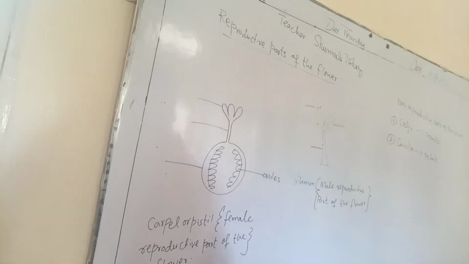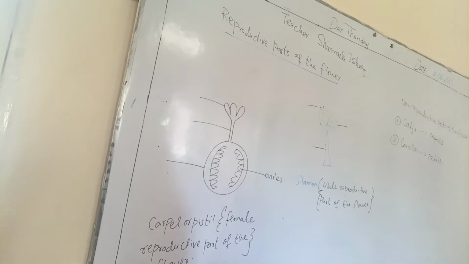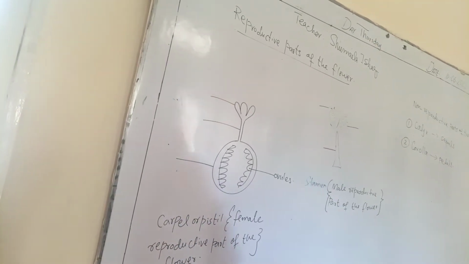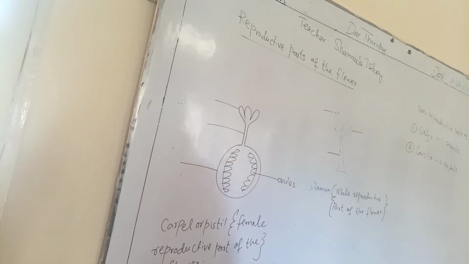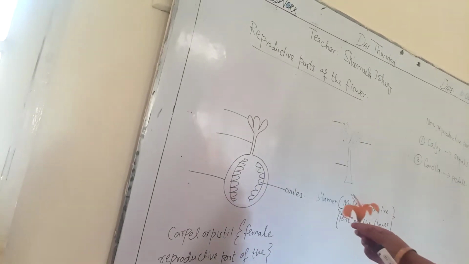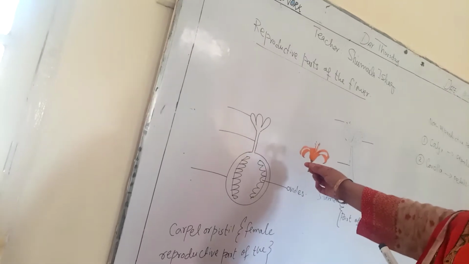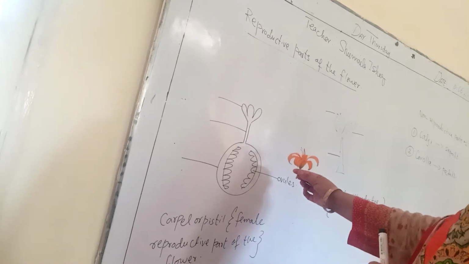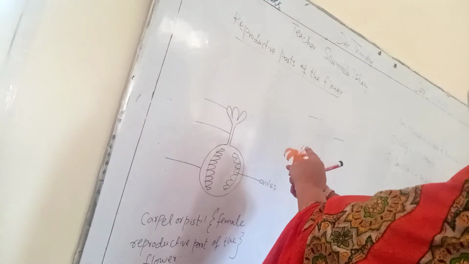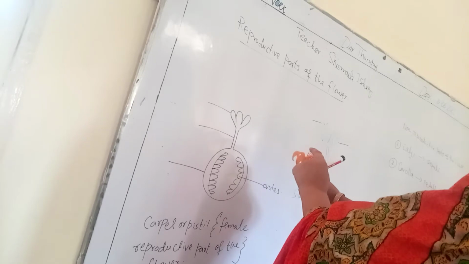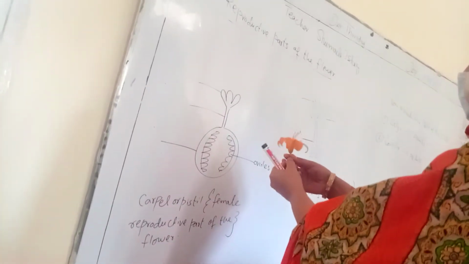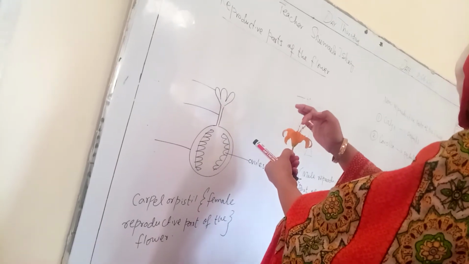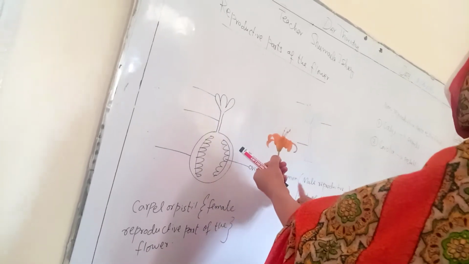Today I will tell you about the reproductive and non-reproductive parts of the plant. We are quite aware that the flower is the most beautiful part of the plant. This is the flower. It has male as well as female reproductive parts. The male reproductive parts I would like to show are the anther and filament. Anther and filament. This is the male reproductive part and its name is stamen.